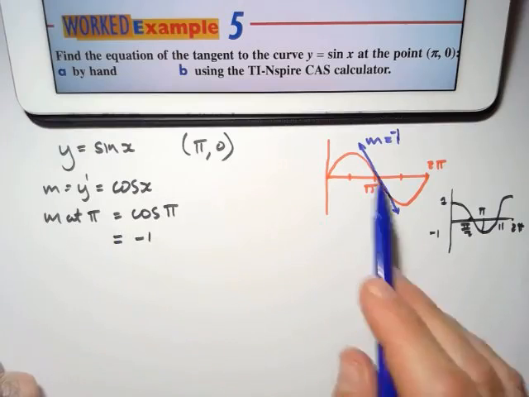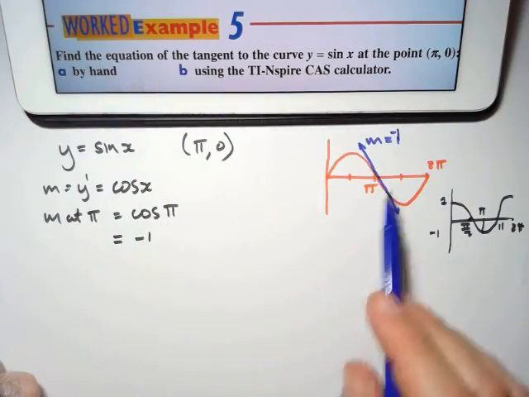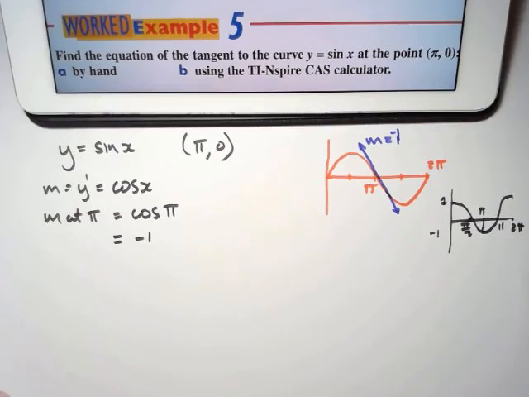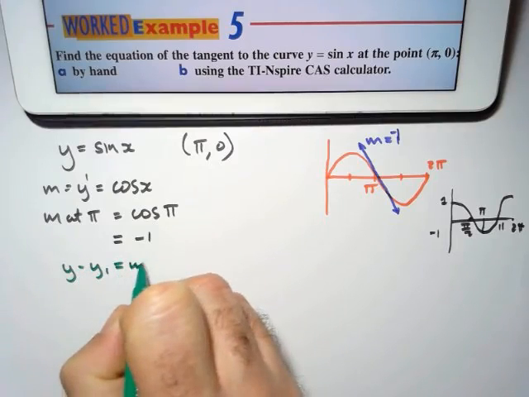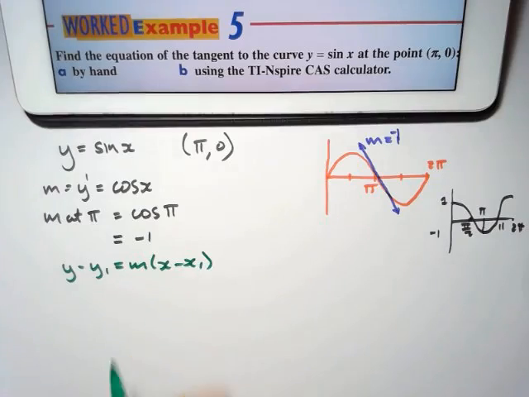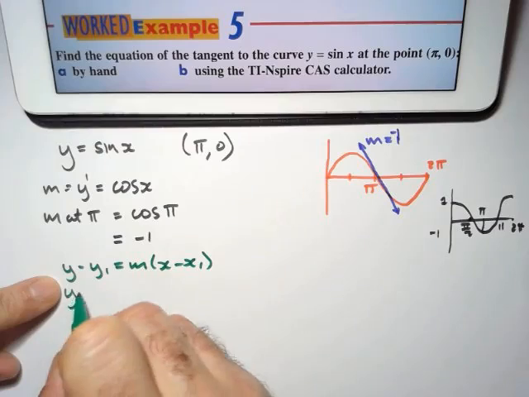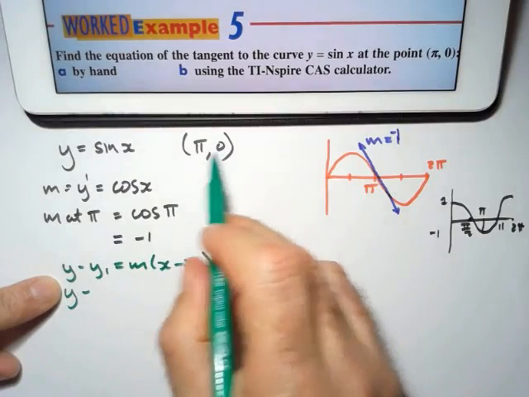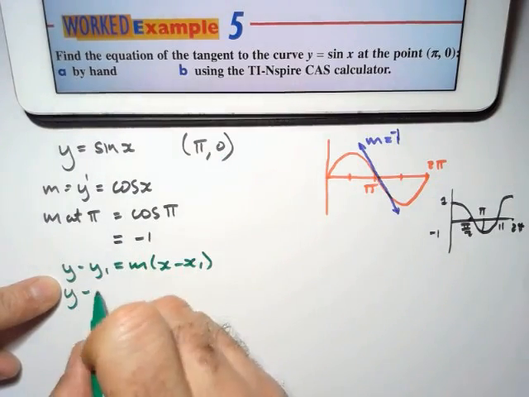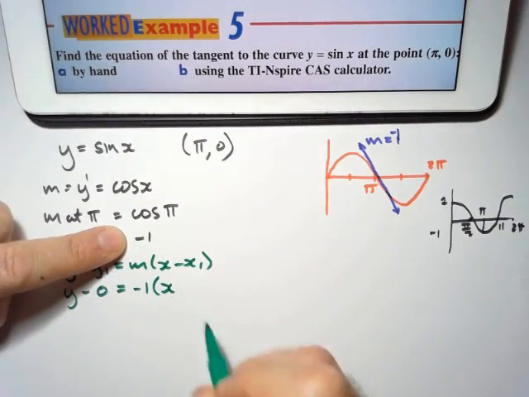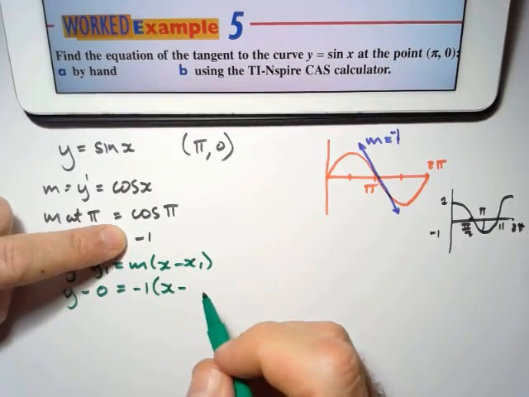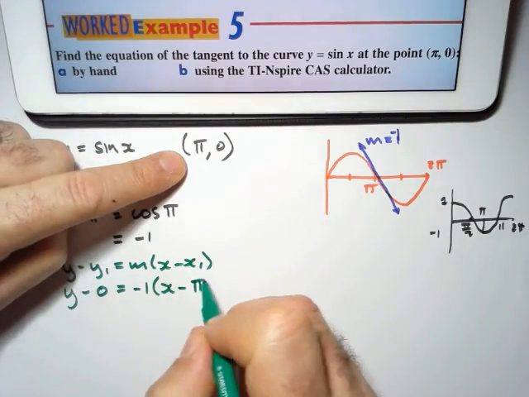That's not what they ask though. They don't ask what's the gradient at that point. They ask what's the equation of that line. Now there are two ways of doing this, and I'm going to do both. The first way is to say y minus y1 equals m times x minus x1. So y minus my y value, which is 0, equals the gradient I have calculated, negative 1, times x minus x1, which is pi.